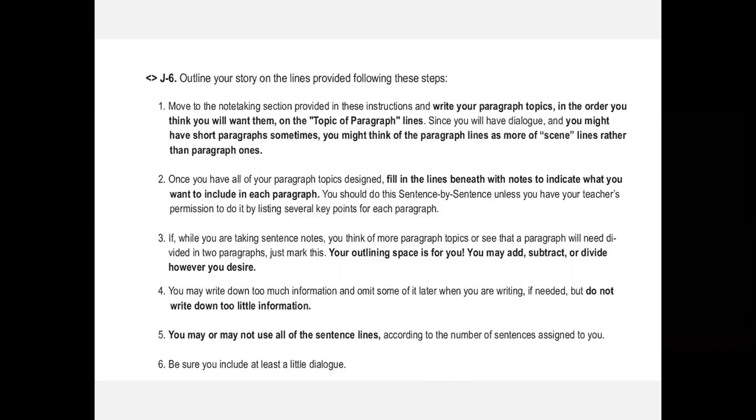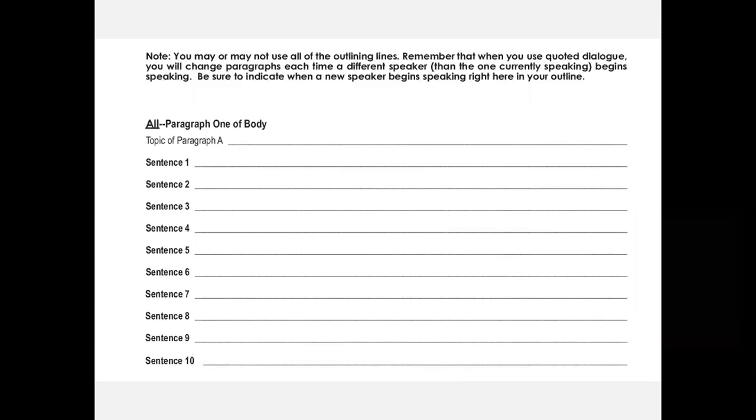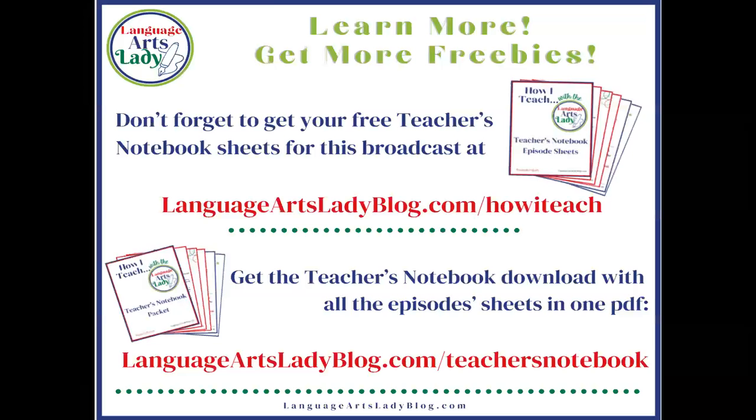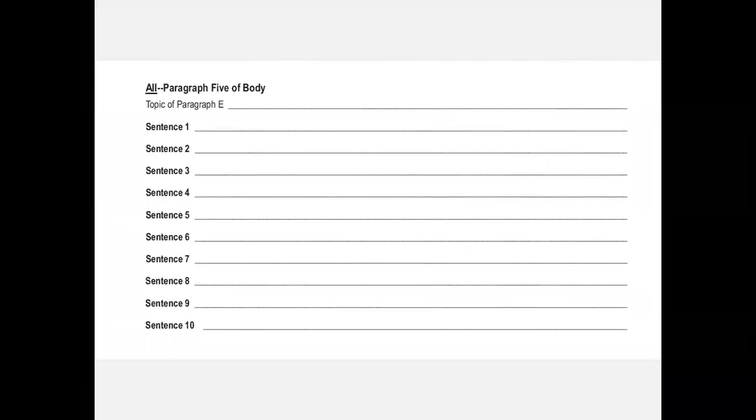And we give them outlining spaces, all right? And with a note, remember, you may or may not use all of the outlining lines. When you use quoted dialogue, you'll change paragraphs each time a different speaker speaks. So be sure to indicate when a new speaker begins speaking. And they have outlining space there. And then after they outline, they will write. And then this particular lesson after the writing also has a checklist challenge in it. But I knew that I would run out of time to tell you everything about the story.